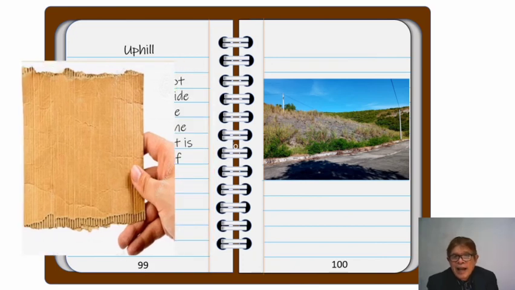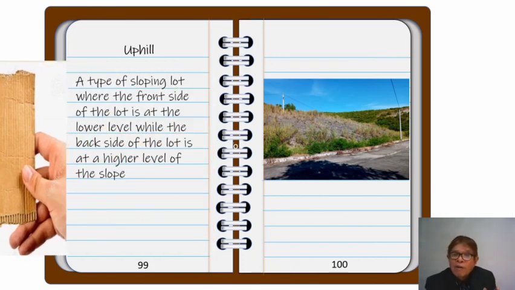Uphill. Uphill is a type of sloping lot where the front side of the lot is at the lower level, while the back side of the lot is at a higher level of the slope. This is an example of a lot that is uphill, taken from Greenville Heights, Consolacion. Okay.